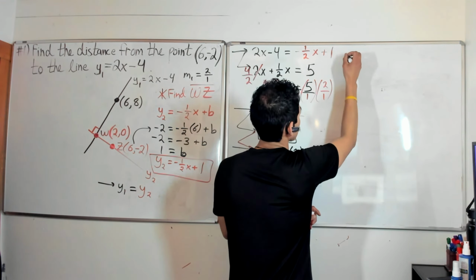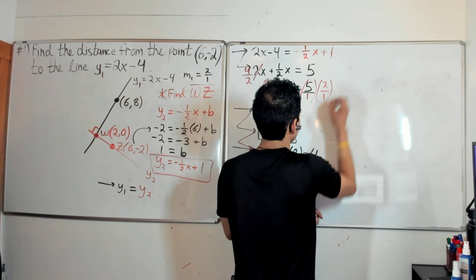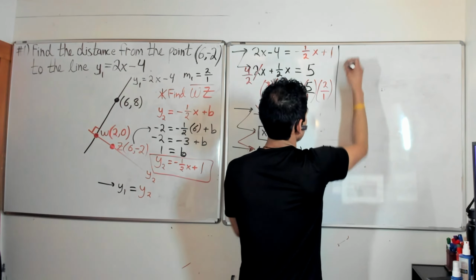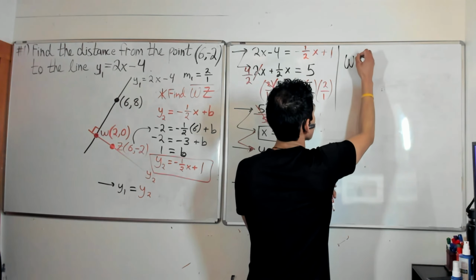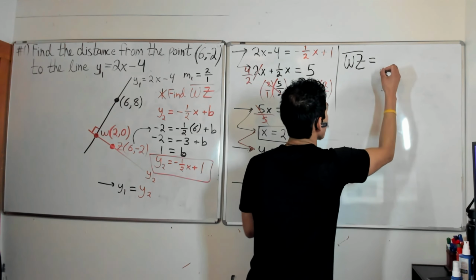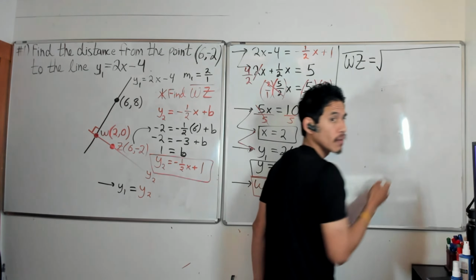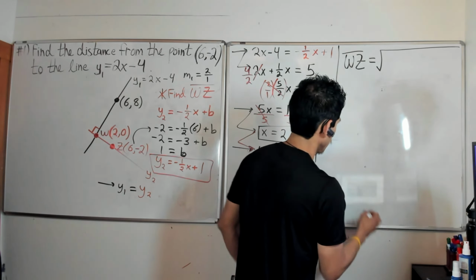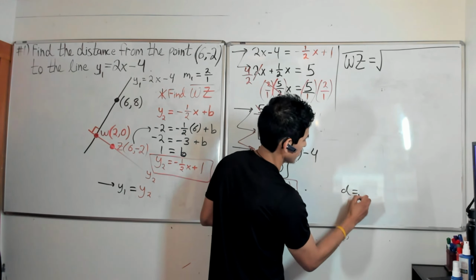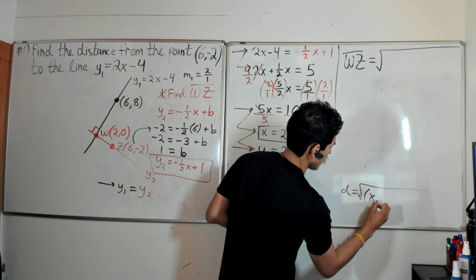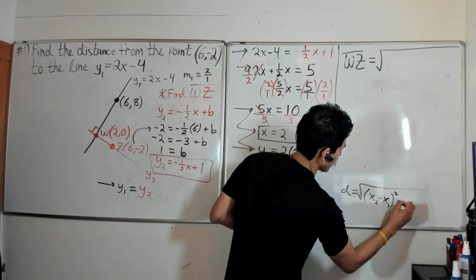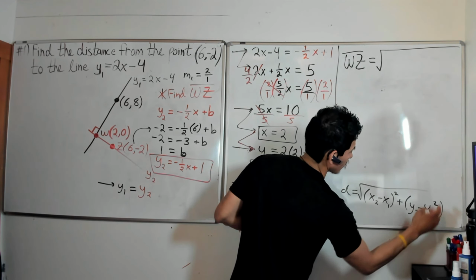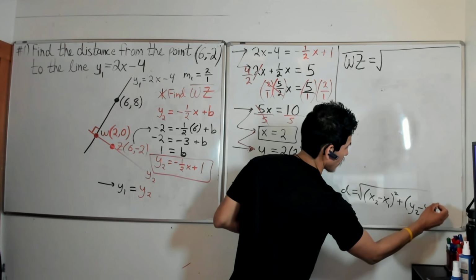I don't know what I'm doing. Let me write it over here. So WZ is equal to, remember the distance formula, let me write it down here in case you forgot. The distance is equal to the square root of the difference of the x coordinates squared plus the difference of the y coordinates squared.